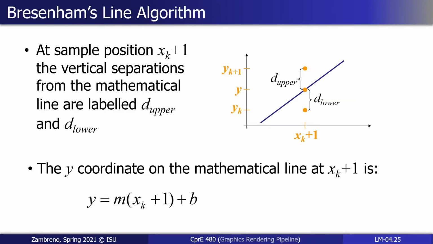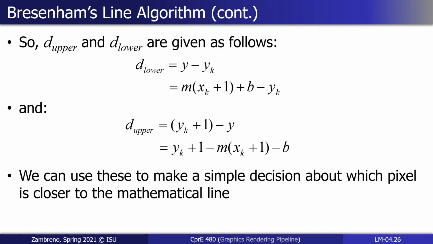The distance from the quote unquote correct value y to what we would have if we rounded up, that's d upper, and d lower is the distance between the quote unquote true value y and if we had stayed the same, that's our d lower. We know how to calculate this, but it turns out that we can actually figure out which one is larger, d upper or d lower, without having to calculate that y value each time.